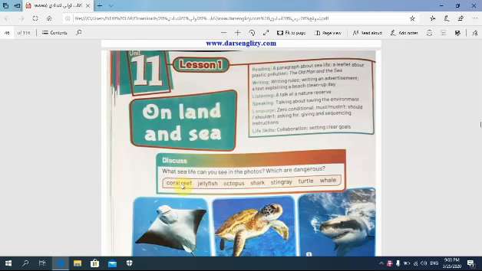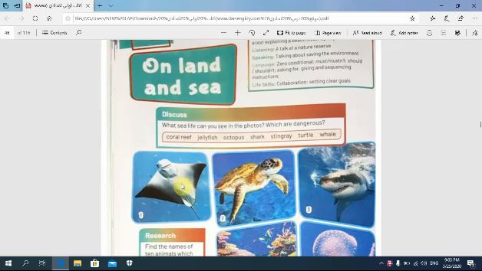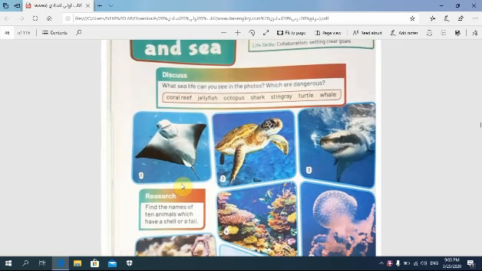Hello grade 7. Today we're gonna just complete our book New Hello, and we're gonna start with Unit 11, Lesson 1. First, what's the title of our lesson? It's called On Land and Sea. So we're gonna just start by discussing some new words.